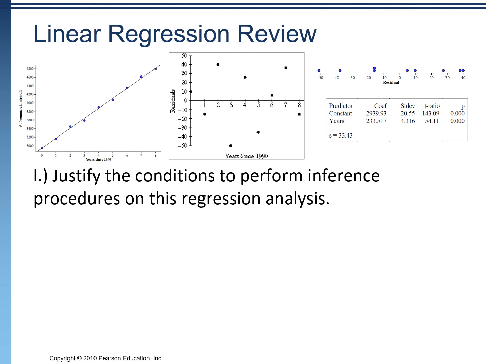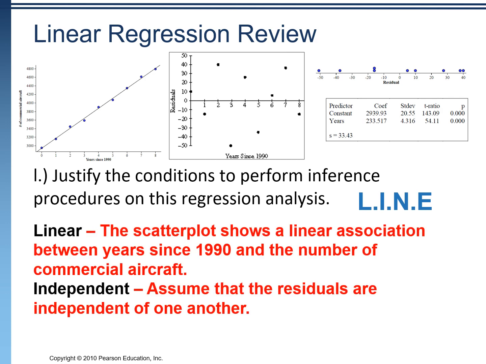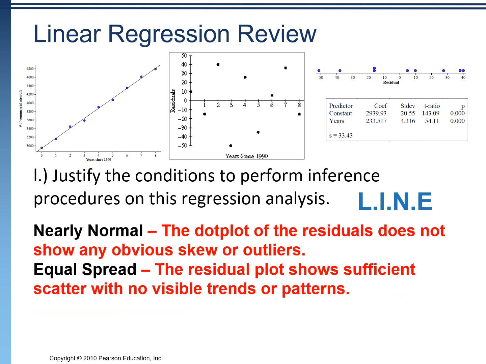So the acronym to check these conditions is LINE. We have L for linear, and that's just noting a scatter plot here. We see a linear association between years since 1990 and the number of commercial aircraft. Independent. If we have a random sample, these residuals would be independent because they were randomly selected. Doesn't note anything like that, so I'm just going to state that we're assuming these residuals are independent of one another. Nearly normal, we take a look at the dot plot.